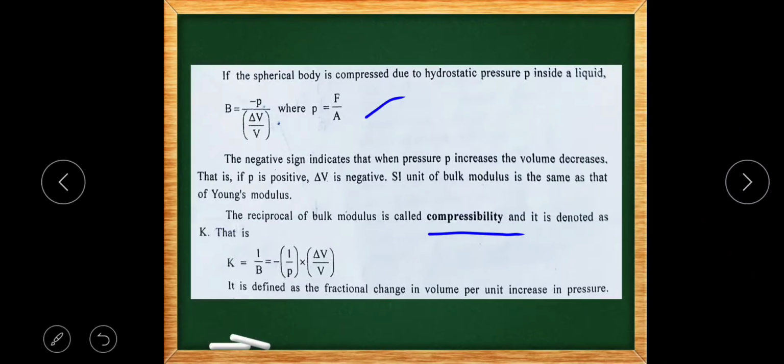So substitute the expression here. Also, this compressibility is defined as the fractional change in volume per unit increase in pressure. So remember this definition.